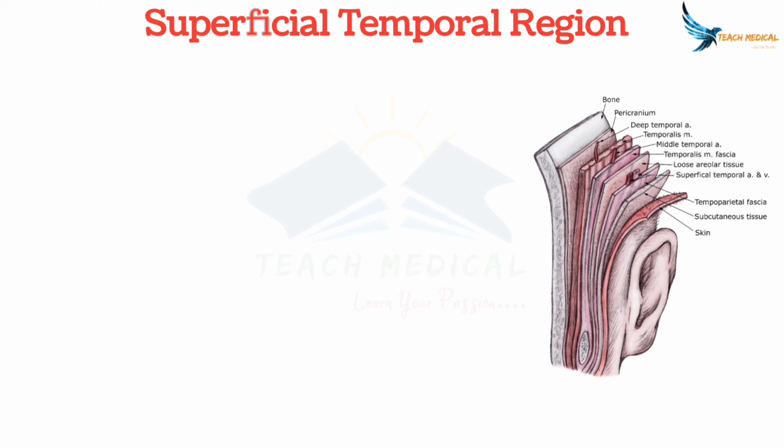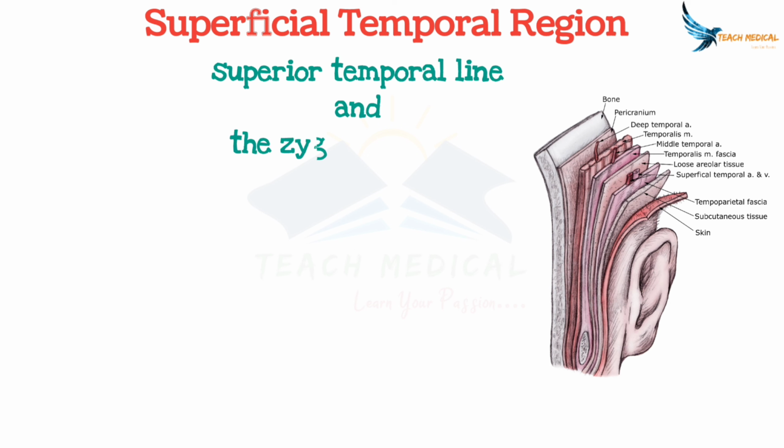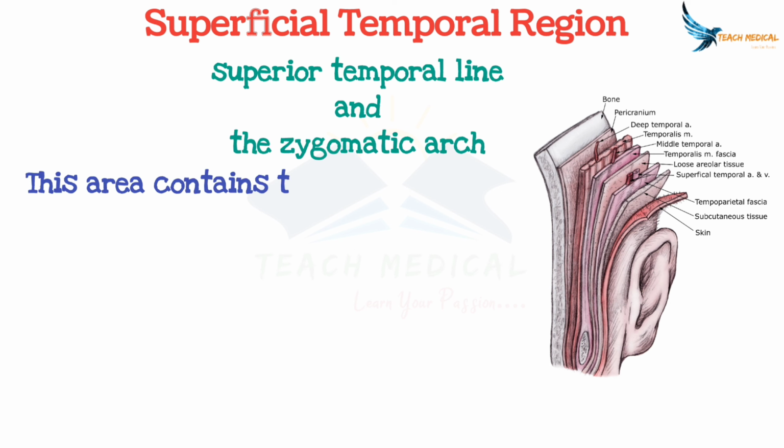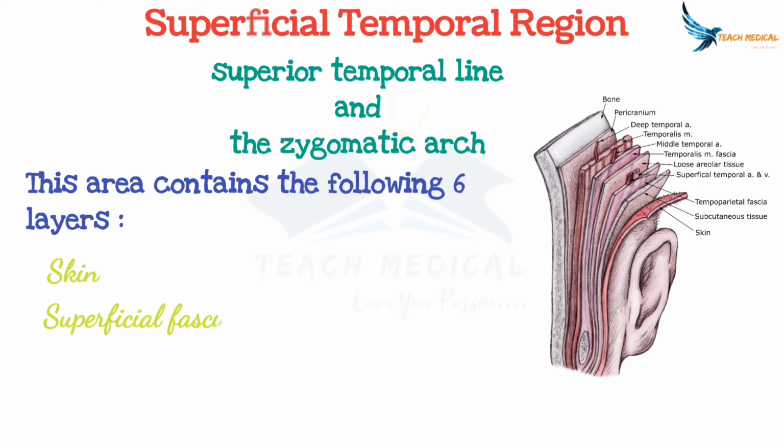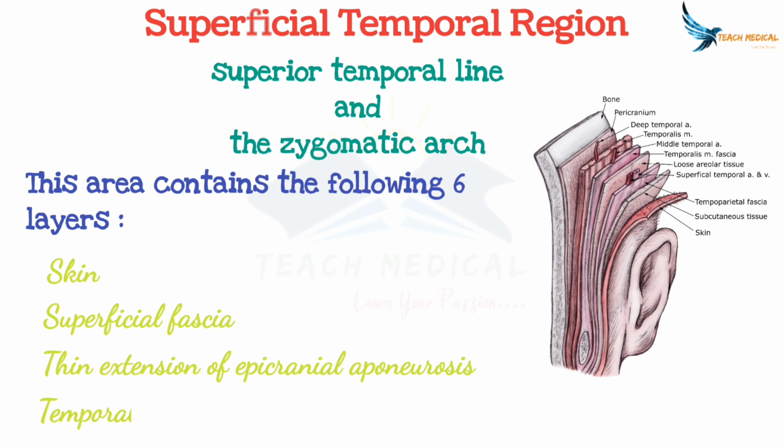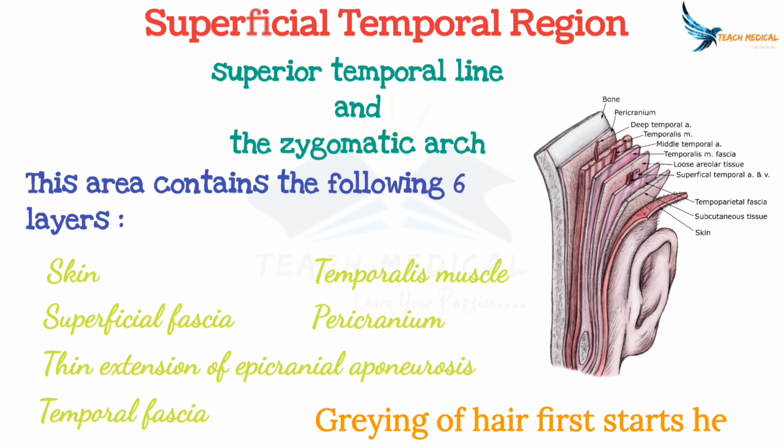Superficial temporal region. It is the area between the superior temporal line and the zygomatic arch. This area contains the following 6 layers: skin, superficial fascia, thin extension of epicranial aponeurosis, temporal fascia, temporalis muscle, and pericranium. Graying of hair first starts here.